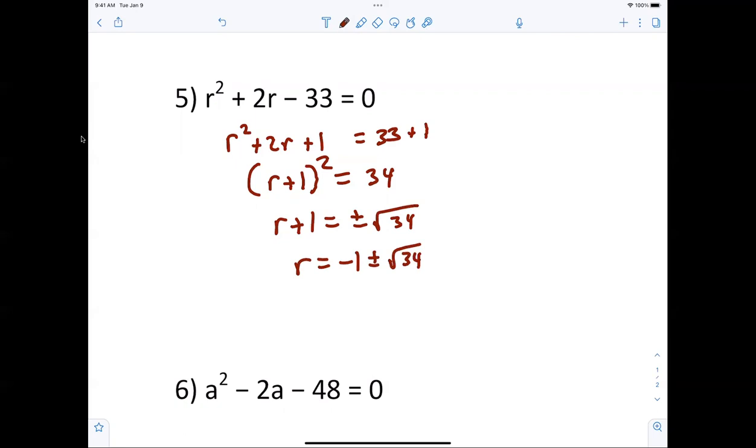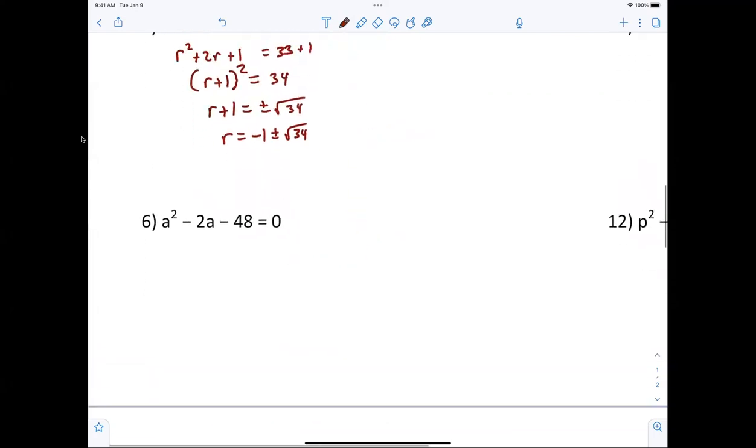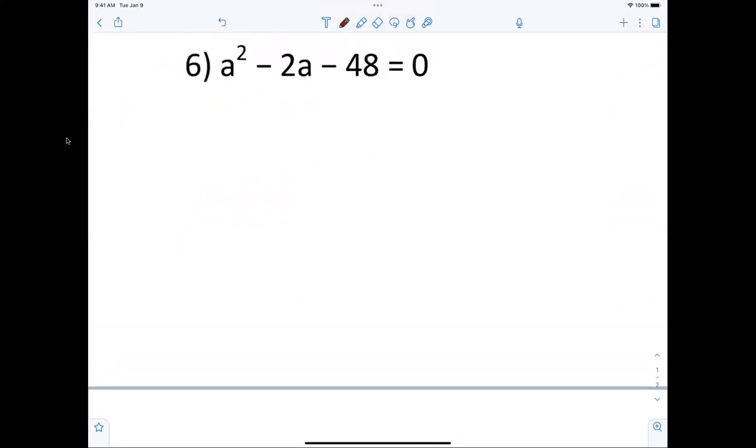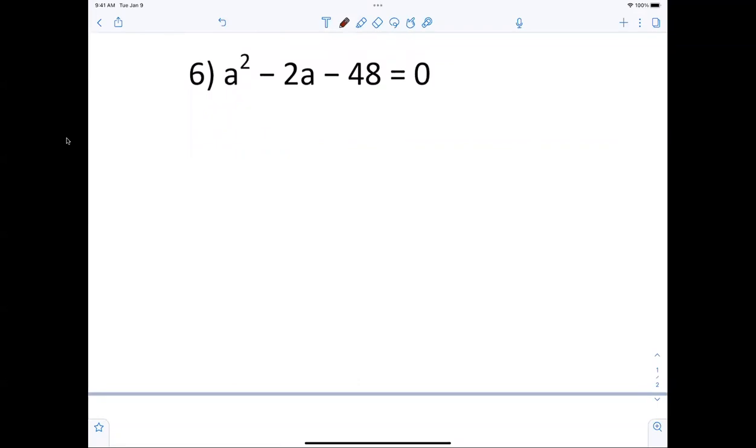Anybody? Having issues? And you're supposed to be making notes along the way if you get in a little bit of trouble. All right, let me pause number 6, and then I'm calling it a day. Now, this one, everybody should be able to look at and say, I could have factored that, correct? 6 times 8 is 48, the difference is 2. So we know what the answer is. But just because, we're gonna do it by completing the square, a squared minus 2a equals 48.